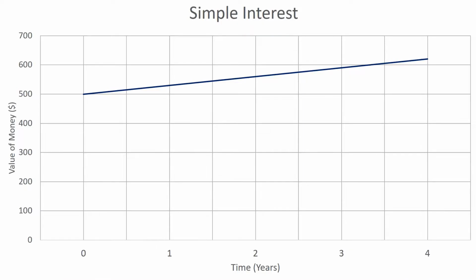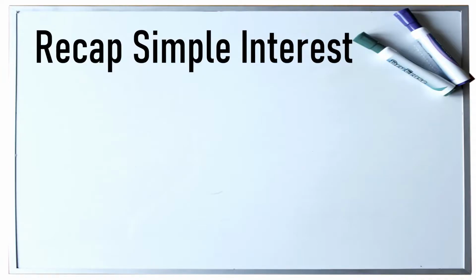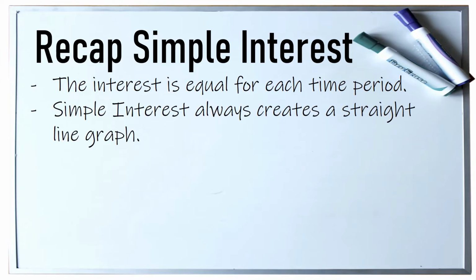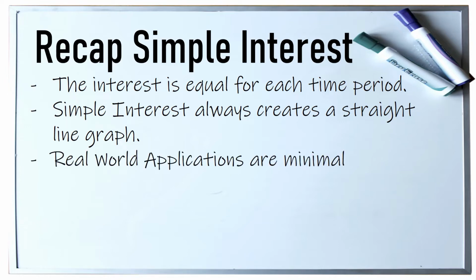If I was to graph this over 4 years, you could see that this is a straight line because it's going up by the same amount each year. So let's recap simple interest. The interest is equal for each time period. The simple interest always creates a straight line graph, but its real-world applications are minimal.